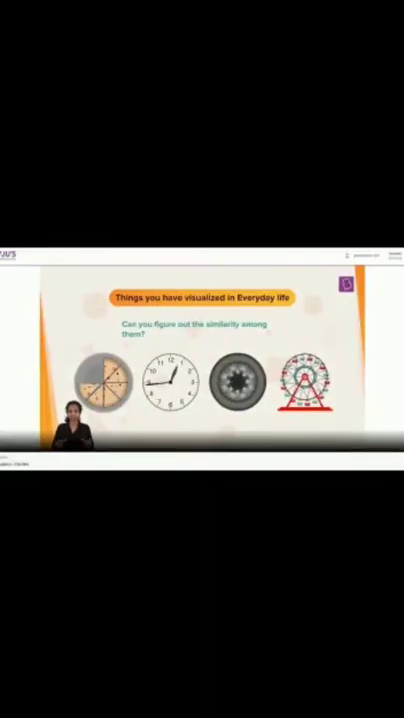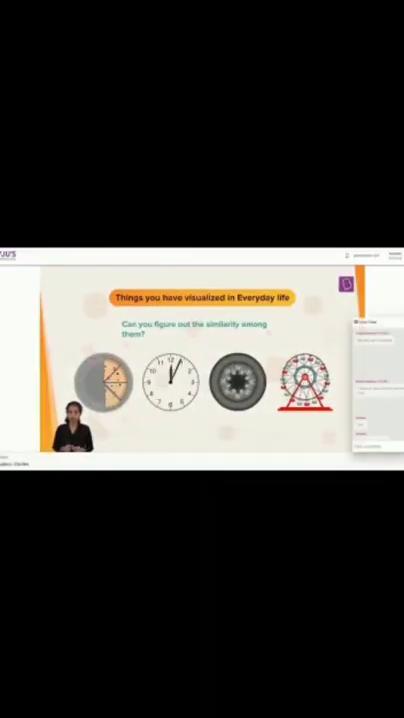A pizza or a pie, the pieces of that, it forms a circle. Or if you observe the second hand of a clock, any hand of a clock for that matter, but a second hand moves fast and hence you can observe it. What does it do? It actually traces a circle. Or say a giant wheel or the wheel of a moving car. All of these are circles. All of these are different circles.